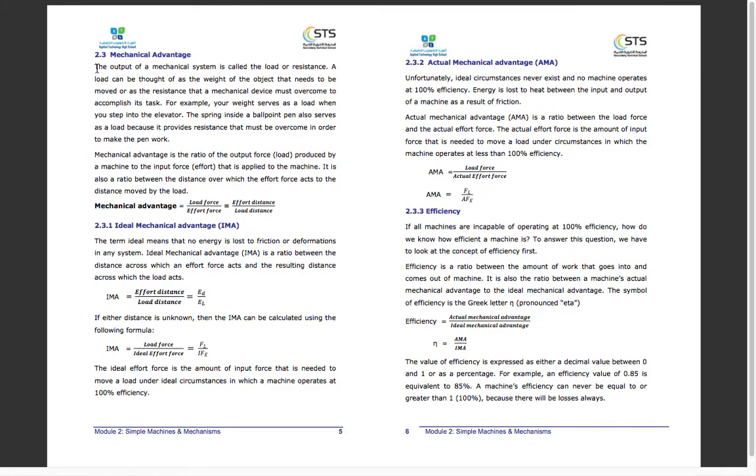What is mechanical advantage? Let me highlight this first. So what is load or resistance? The output. And what was effort force? That was the input. So what is mechanical advantage? It is the advantage that you get when you use a machine. And how can you define it? It's the ratio between output force and input force.